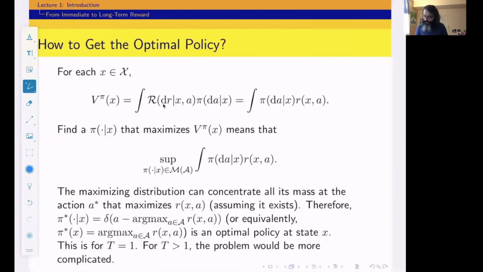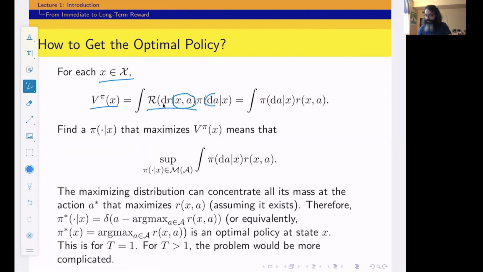So hopefully this is more clear. Okay, so for each x in the state space, v of pi can be defined as the integral, or an expectation, of the reward distribution d of r conditioned on x and a, when the action is selected according to policy pi.